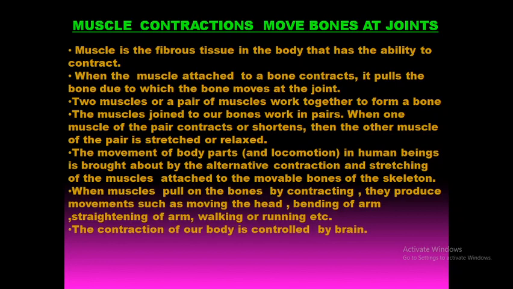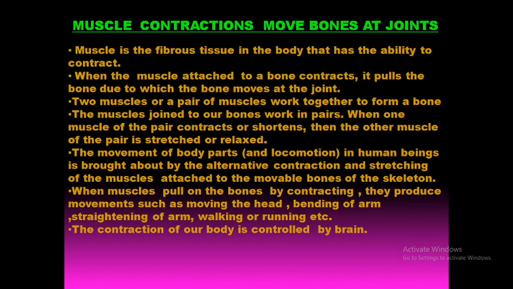joint. Now muscle is the fibrous tissue in the body which has the ability to contract. It is asked to do so by the brain. Ultimately, the brain is the main organ of our body which gives the different instructions. So when a muscle contracts, it shortens, means it becomes smaller. On the other hand, muscles are attached to the bones of our skeleton.